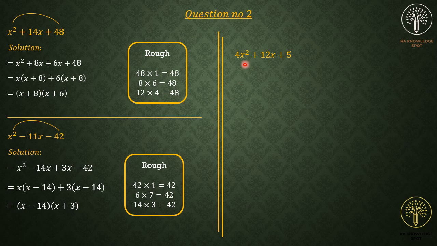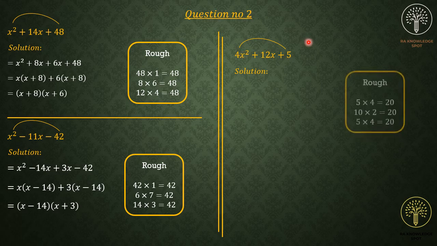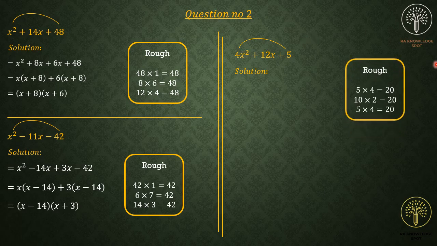Moving towards the next part, that is this one. Now you can see there's a little bit of difference in this question. The difference is that in the previous two parts you were having only one with x squared, but in this question you're having 4 with x squared. Now the same way, you have to multiply first. Now 4 fives are 20. You can see in this box like 5 fours are 20.